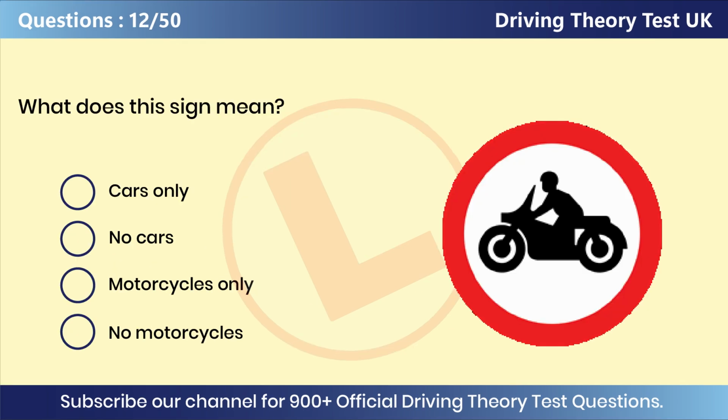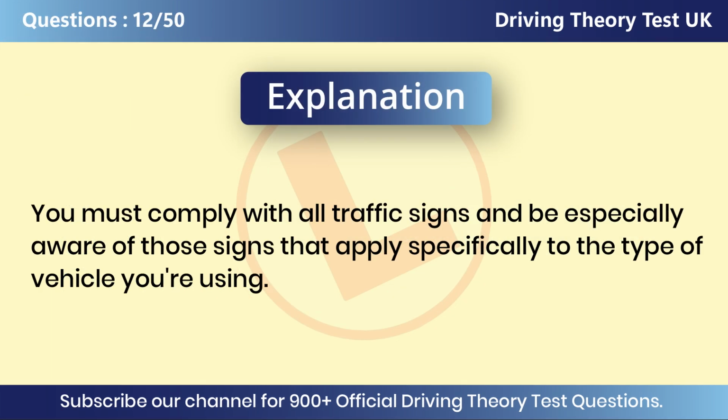Question 12. What does this sign mean? A. Cars only. B. No cars. C. Motorcycles only. D. No motorcycles. D. No motorcycles. You must comply with all traffic signs and be especially aware of those signs that apply specifically to the type of vehicle you're using.